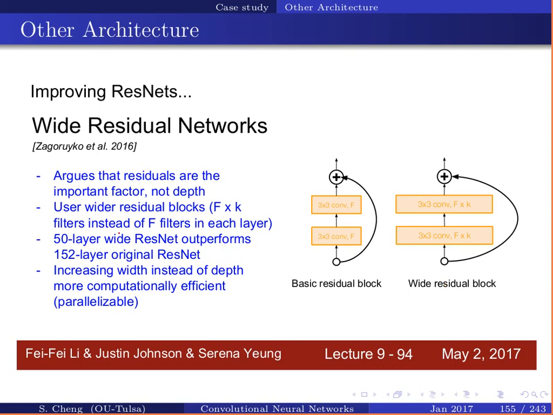For example, in this paper, if I just make it wider, here the depth of the conv filters for this layer is just f. If you make it f by k here, then essentially it's a wider residual block, and you actually can reduce the number of layers and still outperform the original ResNet. So now you only have 50 layers instead of 152 layers.